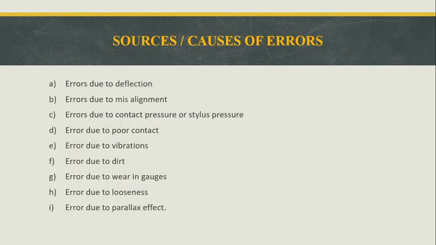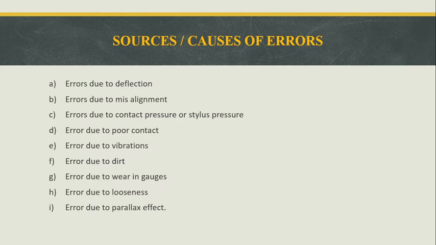Then the different types of sources or causes of error. The next topic is sources or causes of errors. The different causes of errors are errors due to deflection, misalignment, contact pressure or stylus pressure, poor contact, vibrations, dirt, wear in gauges, looseness, and parallax effect. Errors due to deflection: parts get deformed or deflected on a long boss. While we take the long boss measurement, it may get deformed or deflected, so that we get the error in particular conditions.